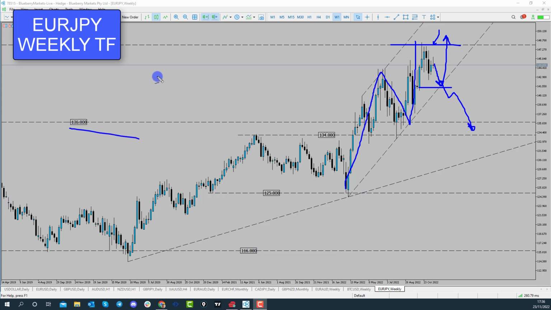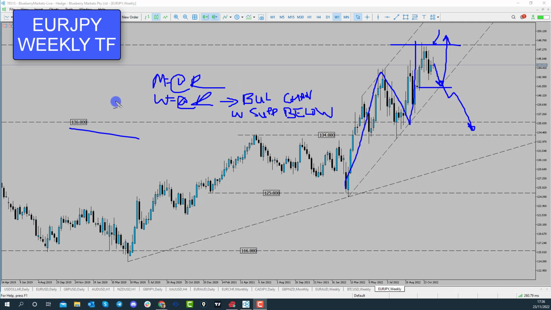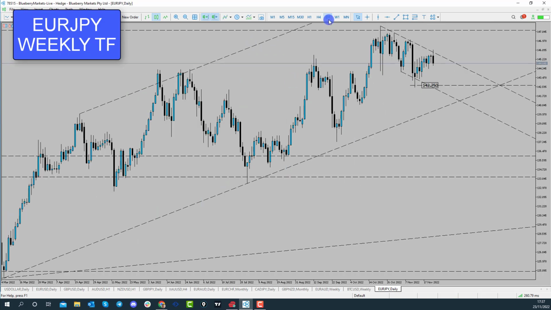So we've identified the monthly time frame is at resistance. Okay, we know that the weekly is also at resistance, but also within a bullish channel, okay, with support below. So we know that when we're looking at this now, we can identify those two things. Okay, now what else do we need to know? Well, we need to go down a little bit lower. Where are the key levels now?